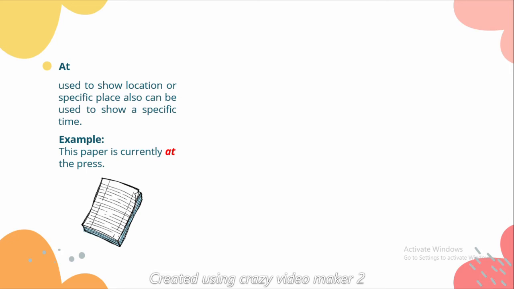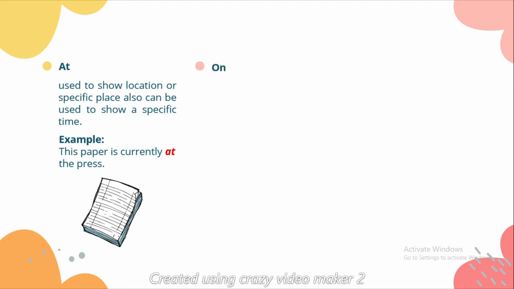At also can be used to show a specific time. For example, the vocabulary class starts at 7:30 a.m. The word at 7:30 a.m. describes the specific time of when the vocabulary class starts.